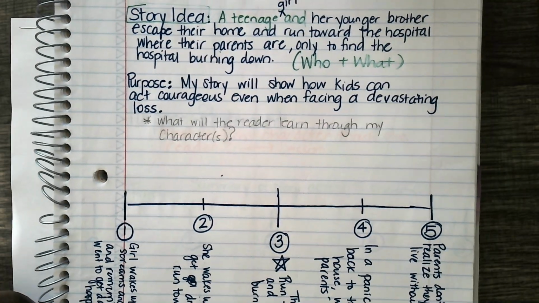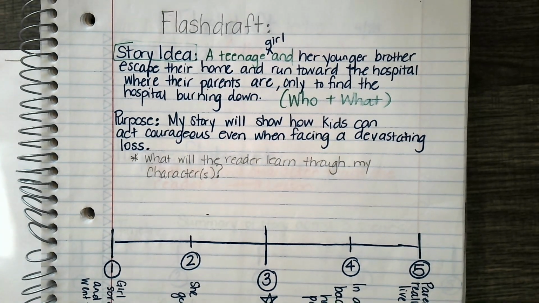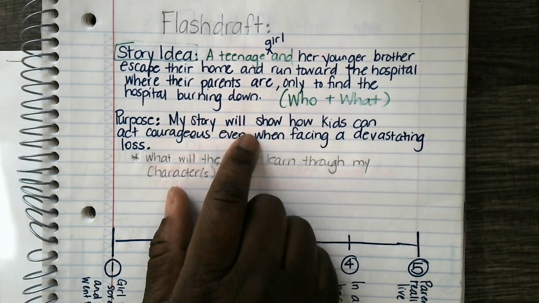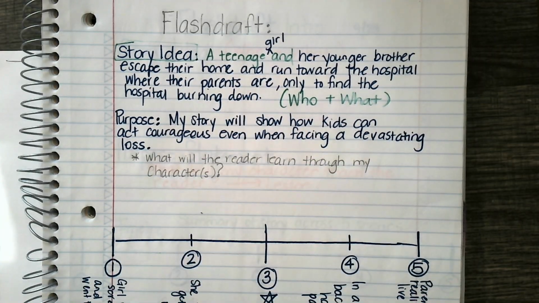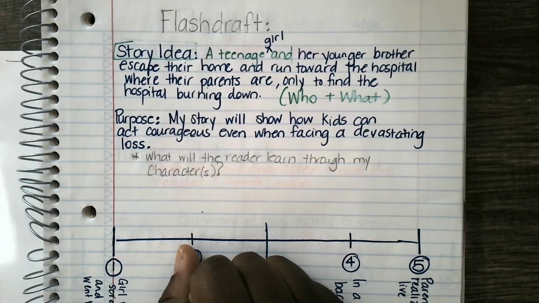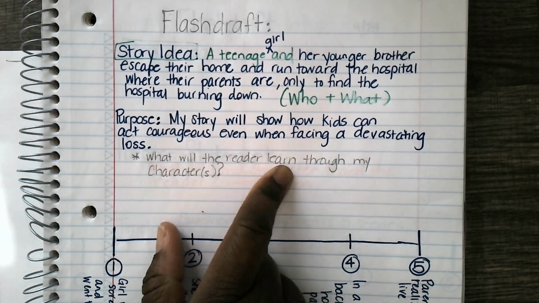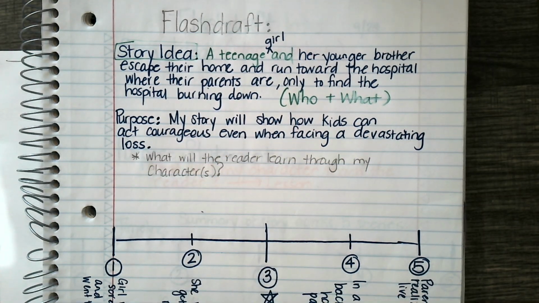So, just to return to what we've done previously, I know that I've created a video about creating a flash draft introduction, and the kids had to write what their story idea was. And just to remind you, my topic or my event was the Tulsa Race Massacre. And in my story that was inspired by that, a teenage girl and her younger brother escape their home and run toward the hospital where their parents are, only to find the hospital is burning down. But what I'm really trying to show through the characters is kids can act in a courageous manner even when they're facing a devastating loss.